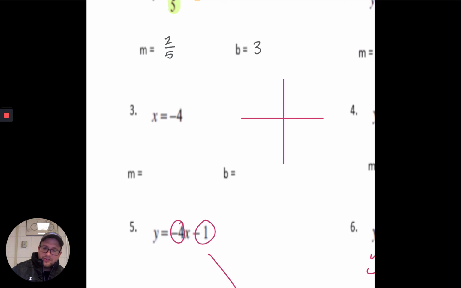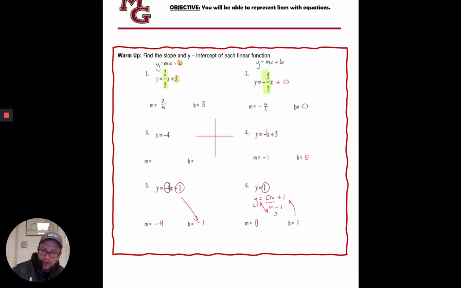Anytime we have something, do you notice how all of these other ones were y is equal to, y is equal to, y is equal to, y is equal to, except for this one. This one is x is equal to. That's our key indicator that this must be a vertical line.